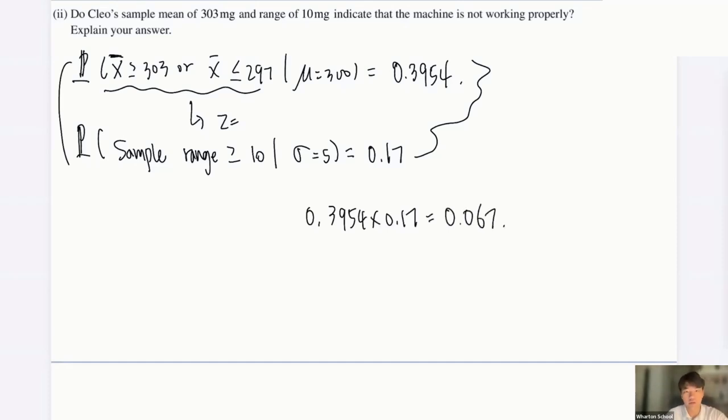0.067. Okay, so assuming the machine is working properly, with a normal distribution with mean 300 and standard deviation of 5, there is a 0.067 probability of getting Cleo's result, or more extreme, purely by chance. Because this is obviously greater than 0.05, we do not have convincing evidence that the machine is not working properly, which means the machine is working properly.